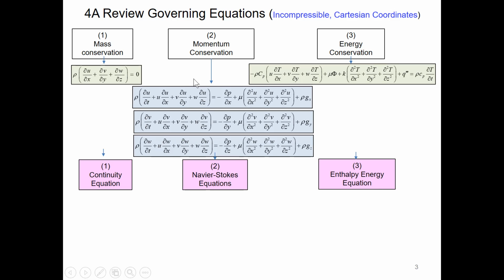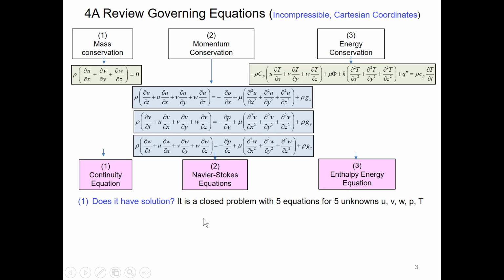There are two questions related to the governing equations. Number 1, do they have unique solutions? The answer is yes, because we have 5 equations for 5 unknowns: 3 velocity, pressure, and temperature.